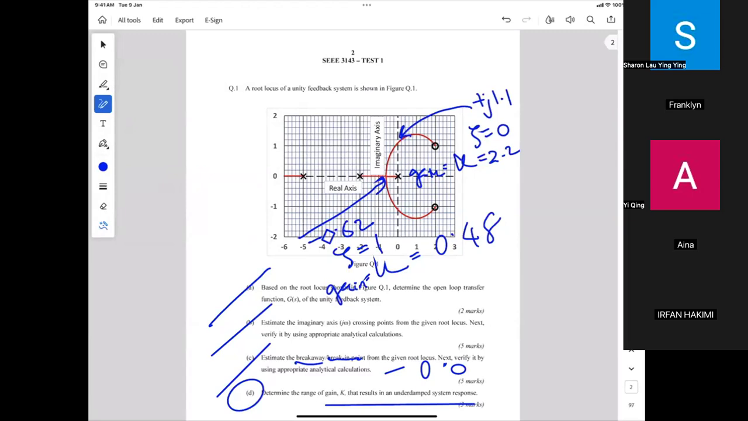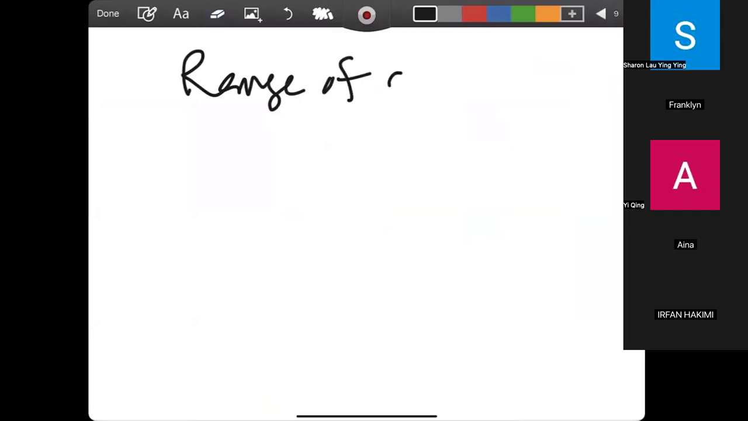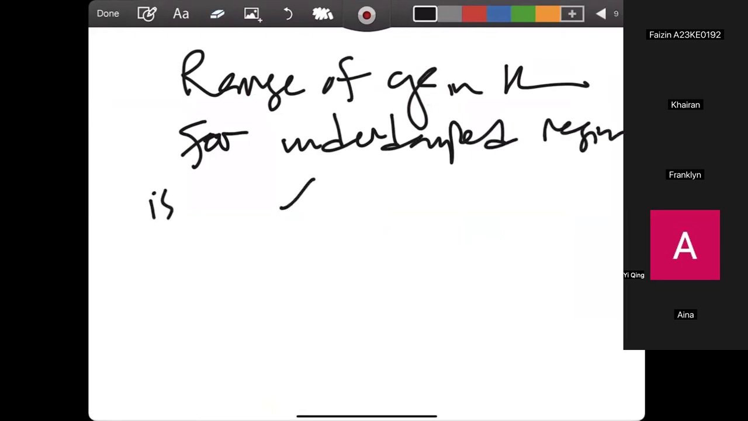So the range of gain K for the underdamped region is 0.48 to 2.2.